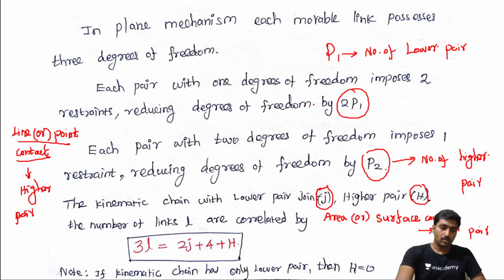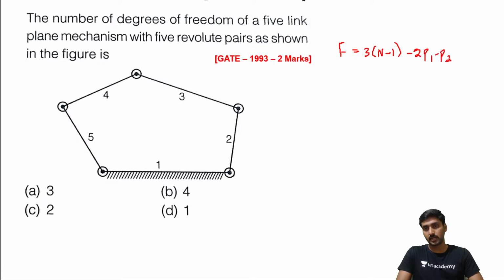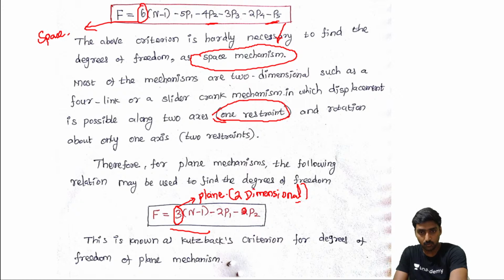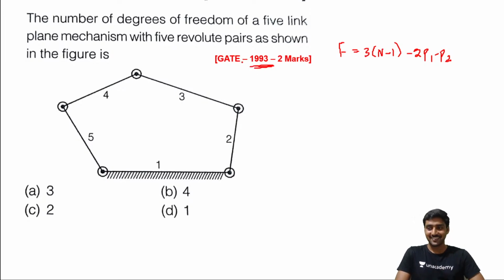Yes. Now, a few multiple choice questions regarding the planar mechanism. What is the degrees of freedom for the planar mechanism? F is equal to 3 into n minus 1 minus 2p1 minus p2. Here it's only p2, not 2p2. Okay. Now it's a mechanical engineering GATE 1993 2-mark question, 20 years back: the number of degrees of freedom of a 5-link plane mechanism with 5 revolute pairs. Revolute pairs are lower pairs.